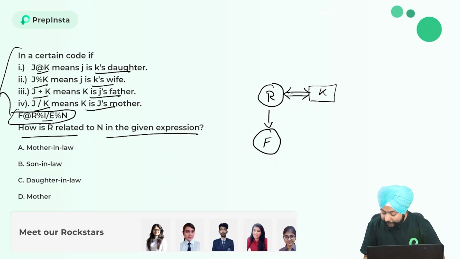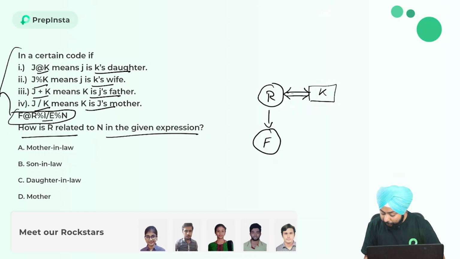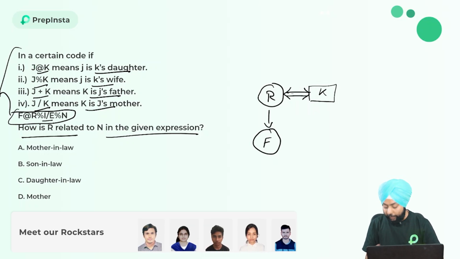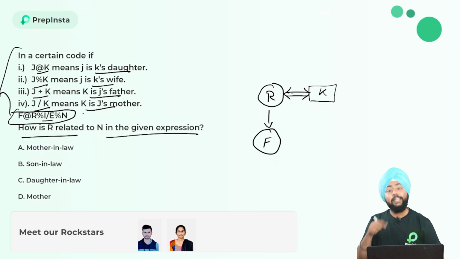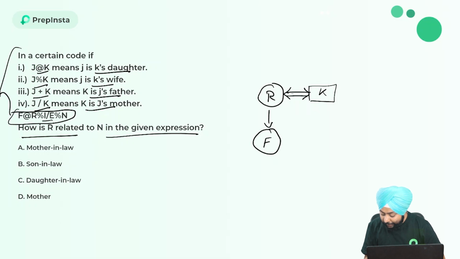Now, I divide by E. One more thing, guys: people make a mistake over here. J divide K means K is J's mother. So I divide E means E is I's mother. First of all, this is R and I, not K. So E is I's mother. E is female, and this is the symbol of the next generation, guys.